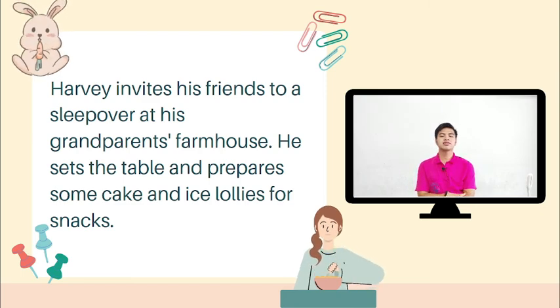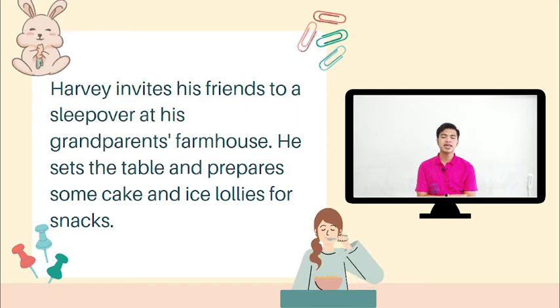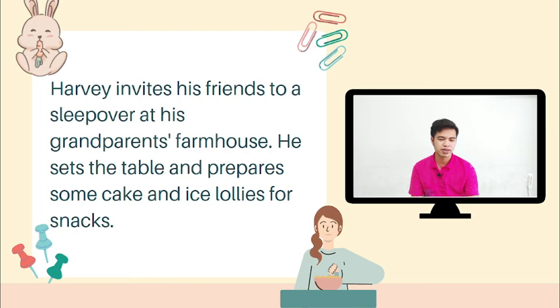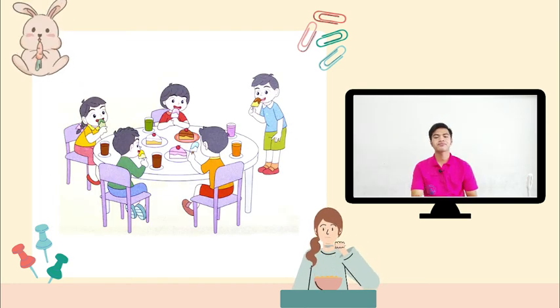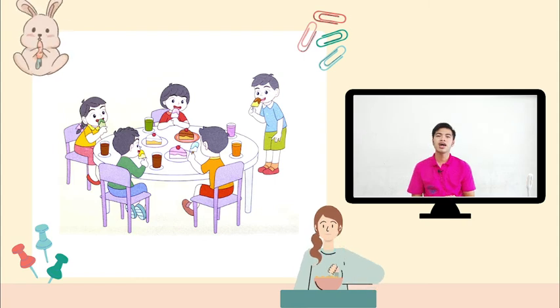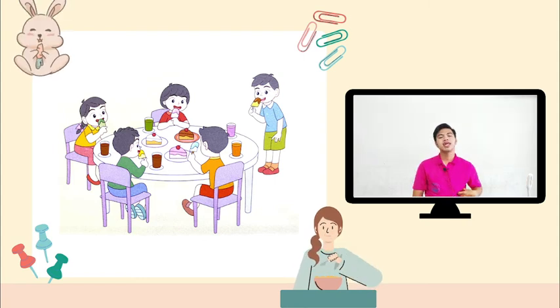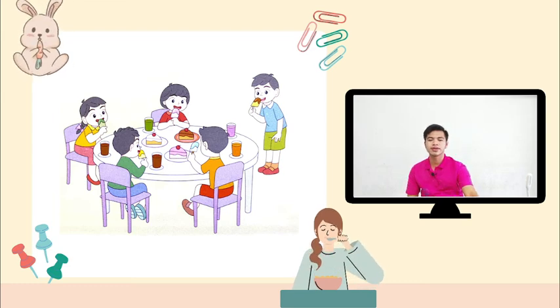So let's read it first. Harvey invites his friends to a sleepover at his grandparents' farmhouse. He sets the table and prepares some cake and ice lollies for snacks. Okay, so let's see how they look. So here they are. These are Harvey and his friends. They went to Harvey's grandparents' farmhouse. They were eating lollies and cakes. So let's go and explore.